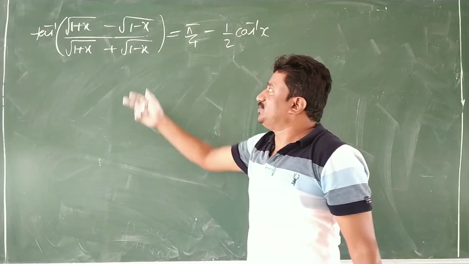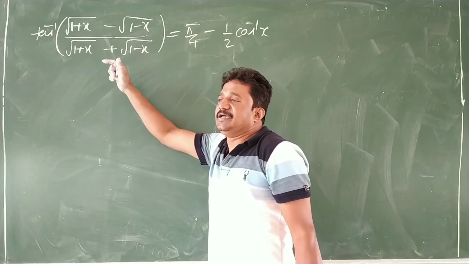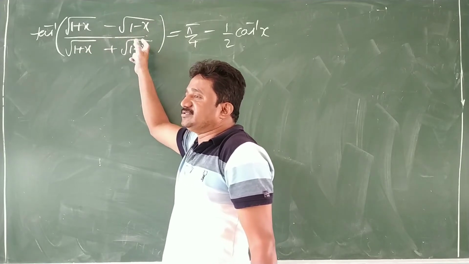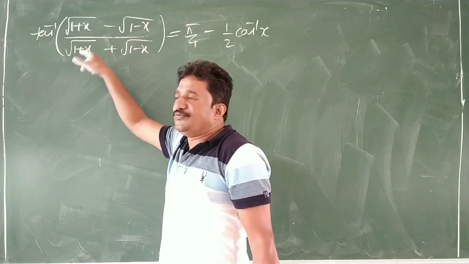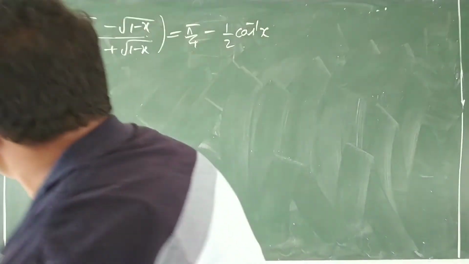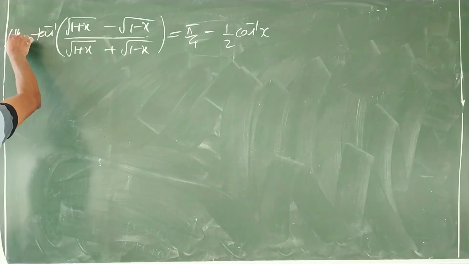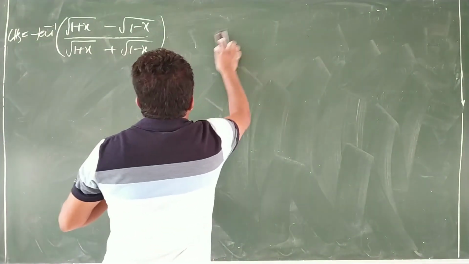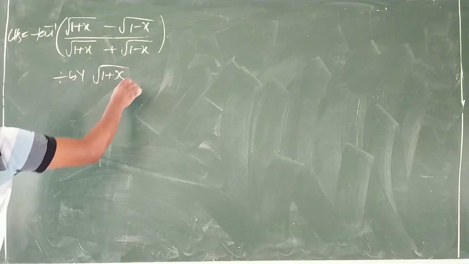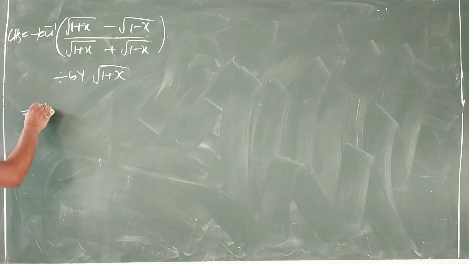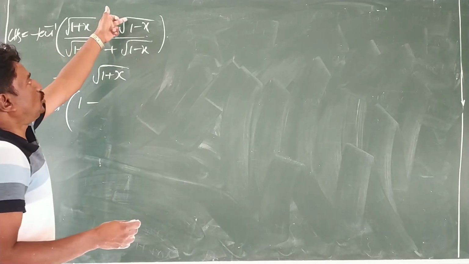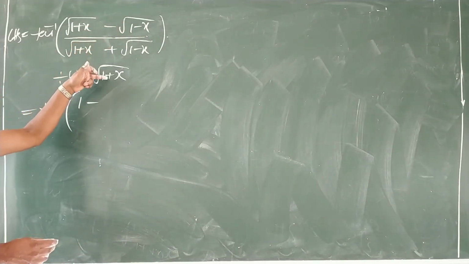You take LHS, students. Same shape: sin x minus cos x, sin x plus cos x. This is the dividing method. You go for dividing by this quantity, right? Next use that, students. Take LHS. So divide by root of 1 plus x. Tan inverse of (1 minus root of 1 minus x divided by root of 1 plus x).